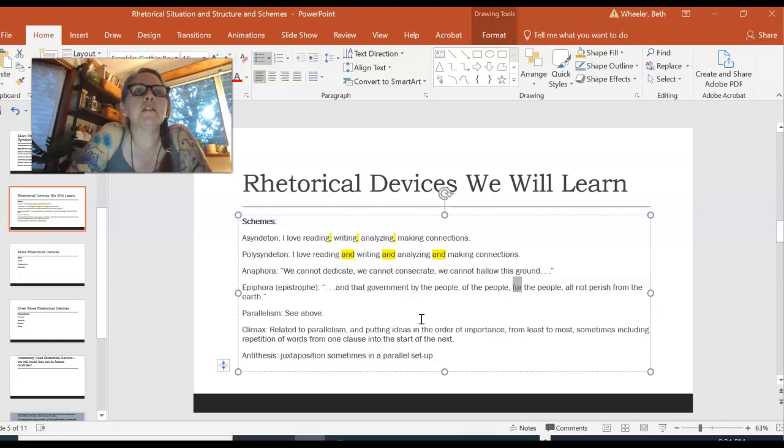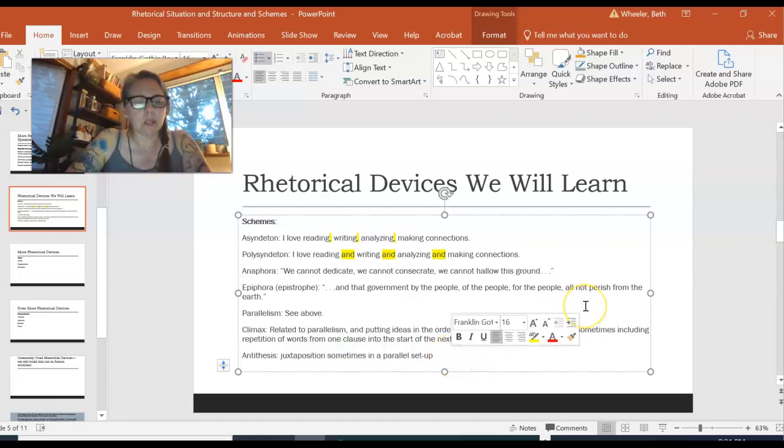So parallelism is matching up grammatical structures, grammatical features, grammatical rules, to be honest, within a sentence, usually in a list. And all of the items in that list must match that same grammatical setup that you've chosen as the writer. So that's why I said see above for that one, because gosh, Lincoln again had epiphora and parallelism happening at the same time.